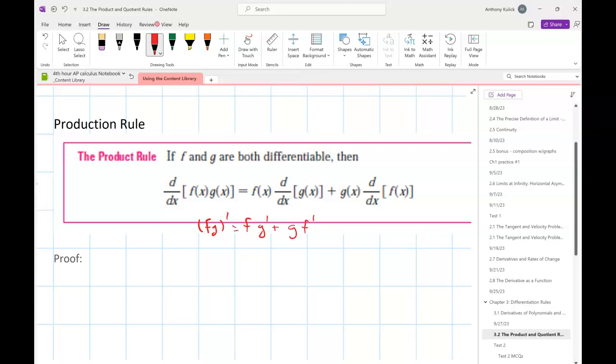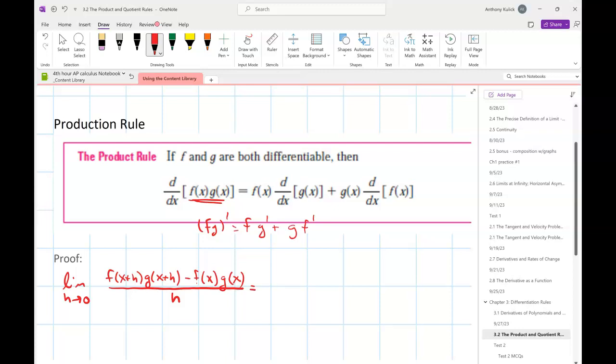Let's prove this. How do I prove one of these derivative rules? I start with the limit definition of the derivative. So if this is my function, everybody's okay there?